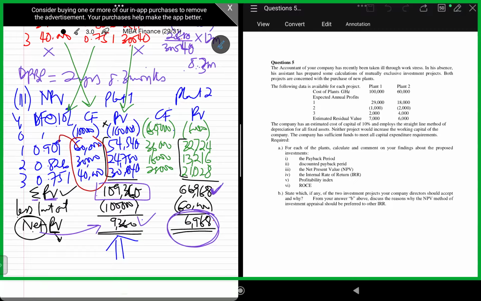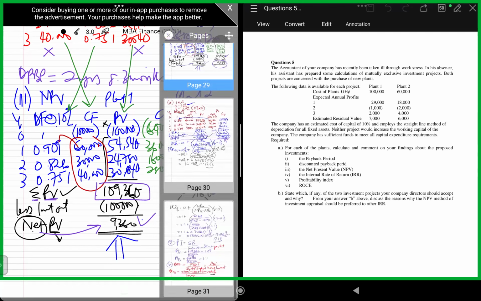From your answer B above, discuss the reasons why the NPV method of investment appraisal should be preferred to the IRR. Are you getting it? The NPV takes into account, let's say, the time value of money. IRR also does the same, but the NPV is more preferred because it is more focused on profitability. But IRR is focused on the discount factor, like the cost of capital.